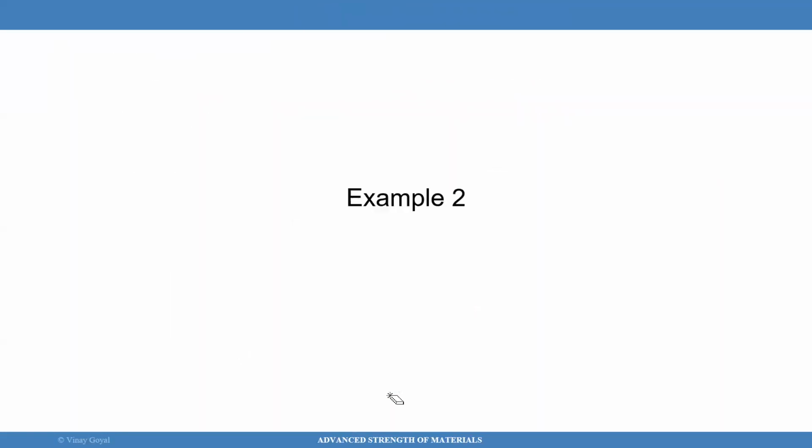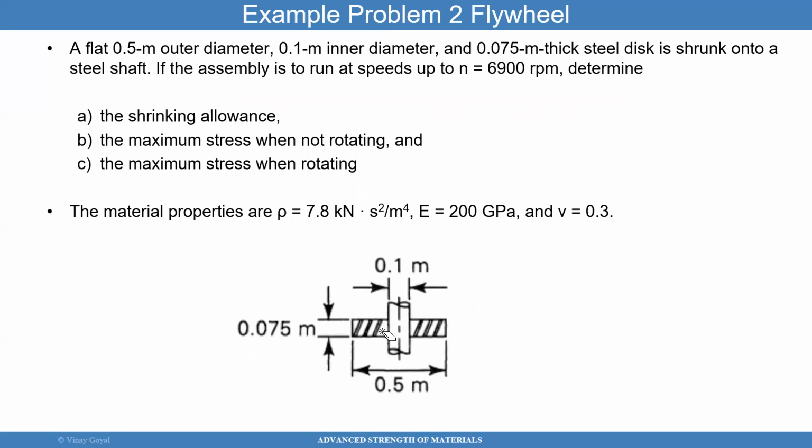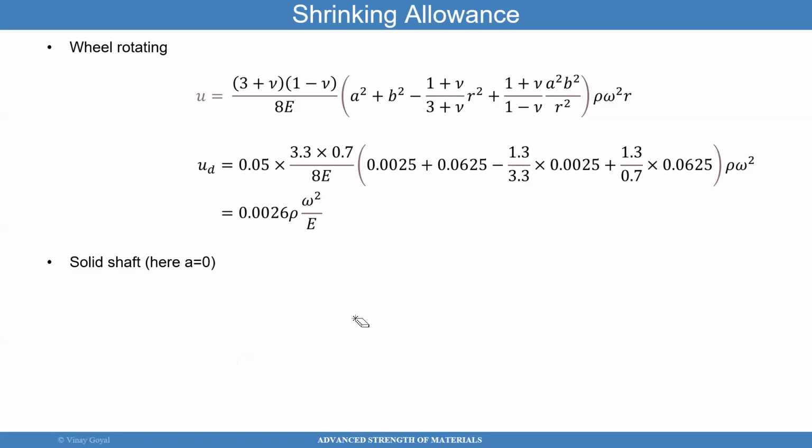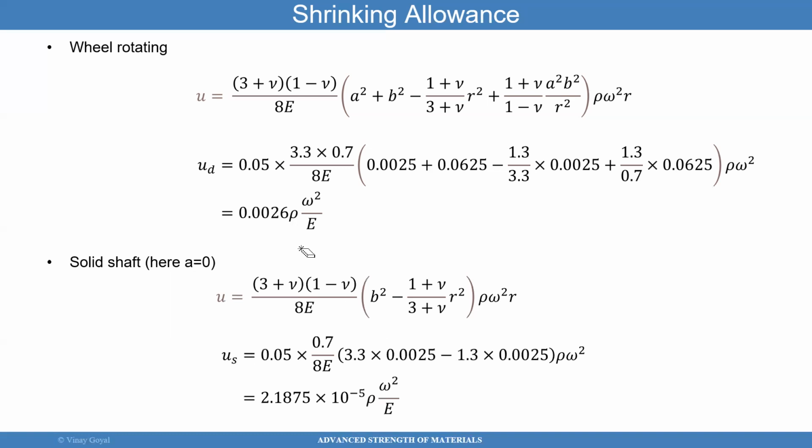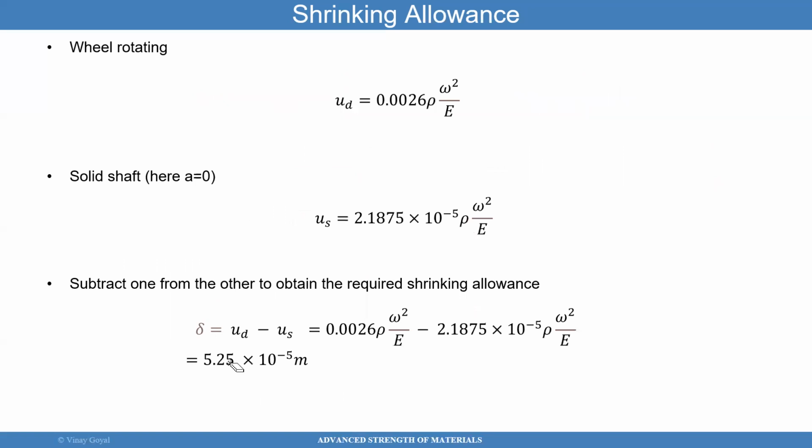But at the boundary where we're looking at things, which is about here, I'm trying to calculate shrinkage allowance. So it's going to be UD minus US pretty much. So I subtract: UD, the radial deflection for the wheel rotating, is that, the solid shaft is US, so UD minus US gives the shrinkage allowance. And that way, in real life, you know how to size or what temperature to apply to get one material to fit into another, and then spin the disc so that things work properly. So that's the example there.